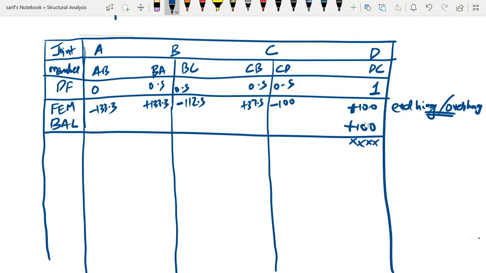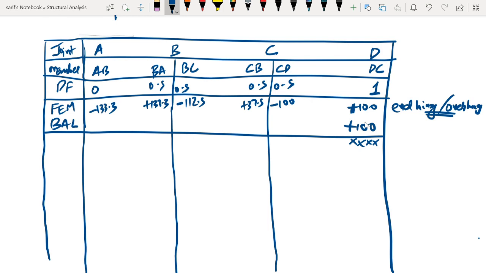Now that is over. Next thing is, which are the joints we have to equilibrate? The joints we have to equilibrate are the interior joints, right? We have to equilibrate either the interior supports or the end hinge or overhanging ends. These are the points where we have to equilibrate. We should not be equilibrating the fixed end, because the fixed end is capable of taking any amount of moment. Now let us start from the joint B.